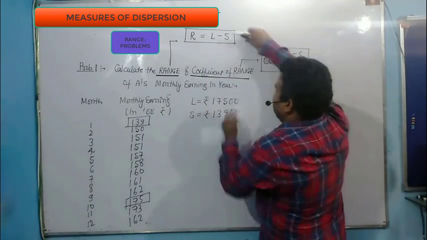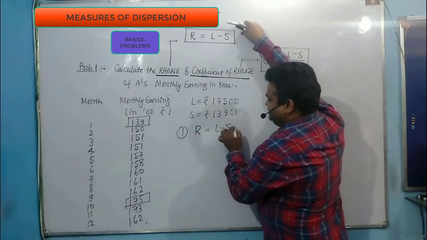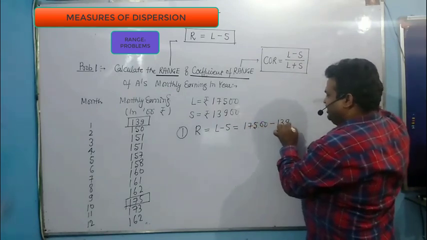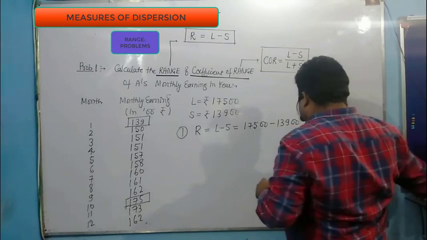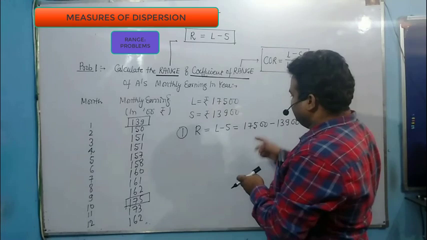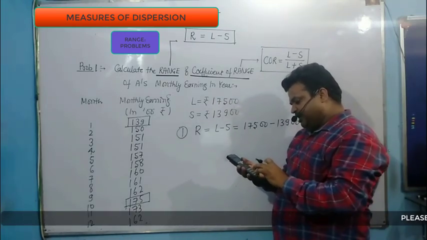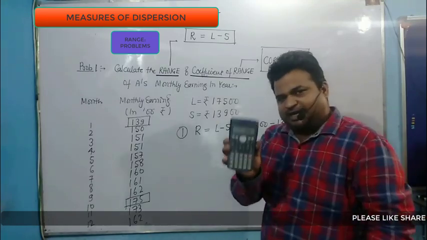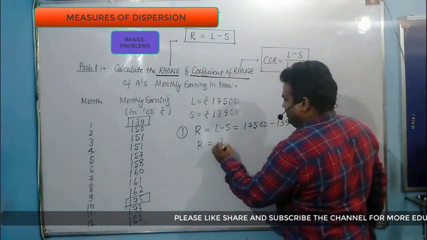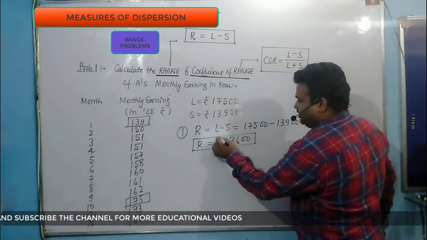So now what is the range formula? First calculation is what we need to calculate, the range. My range is L minus S. So the largest value is 17500 minus 13900. Now you need to calculate this with the help of a calculator. So I am using the calculator here. 17500 minus 13900, so you will get 3600. So my range is 3600 rupees. This value comes in rupees.